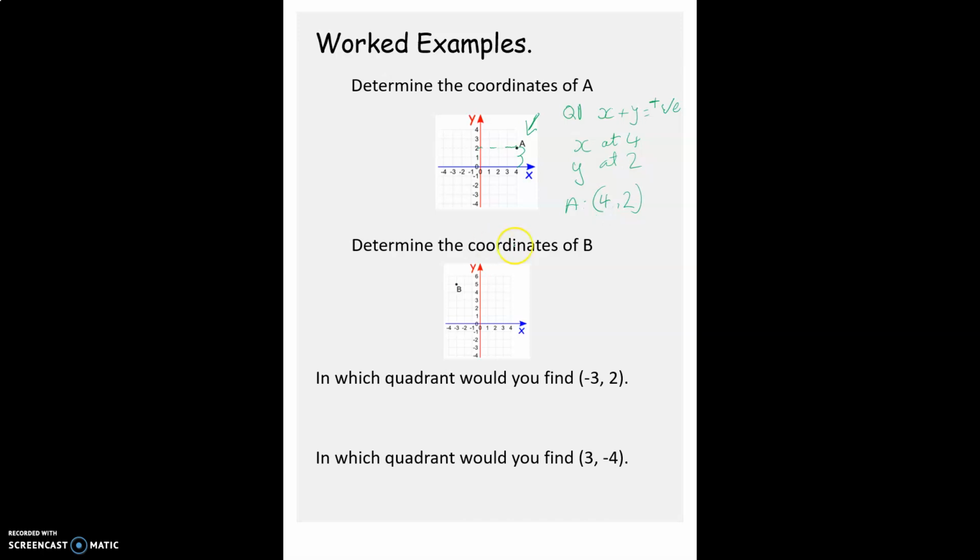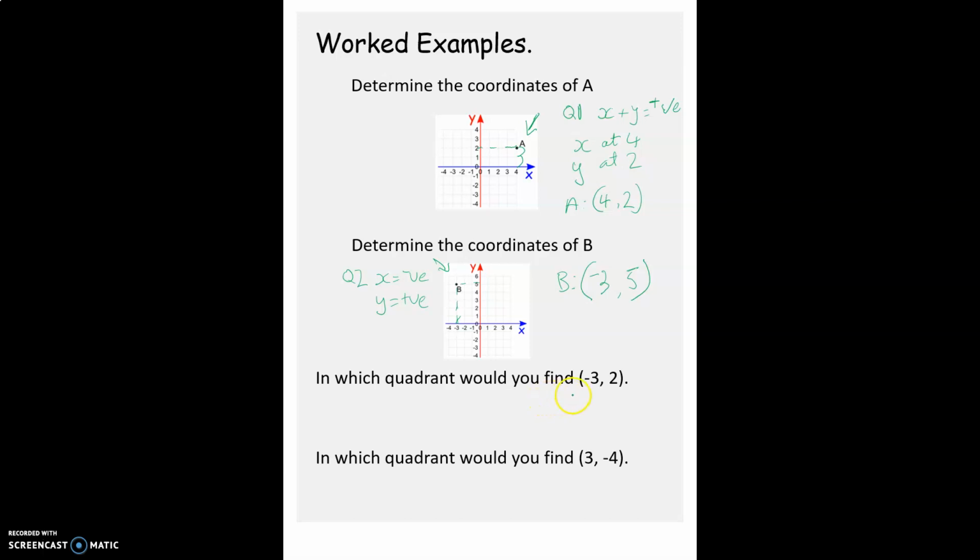So determining the coordinates for B here, B is located in quadrant 2. All right, we know that our X value will be negative and our Y value will be positive. So again, if we track down to here, draw a line there and draw a line across, our X value is at -3 and the Y value will be +5. And we close our brackets.